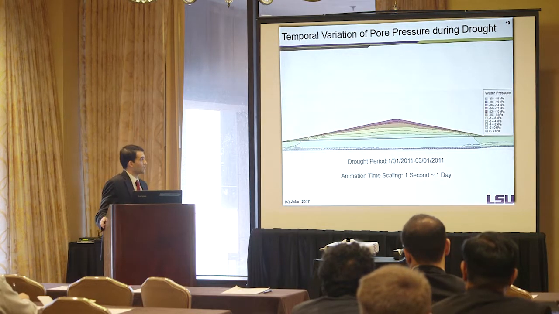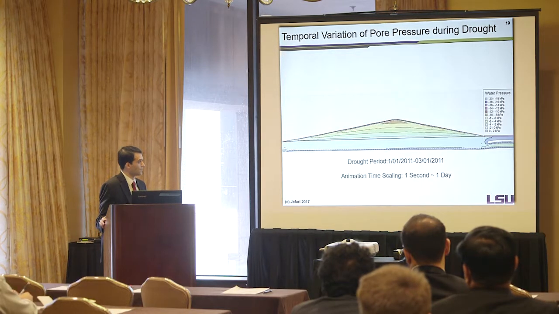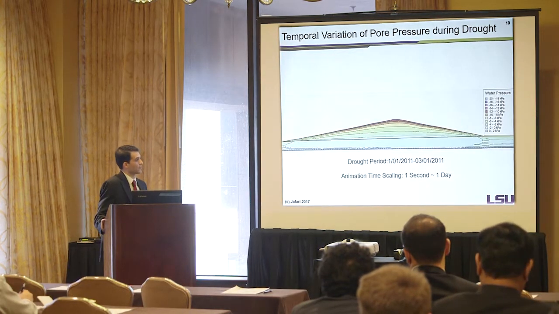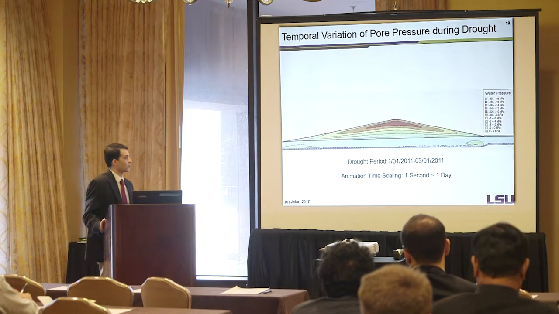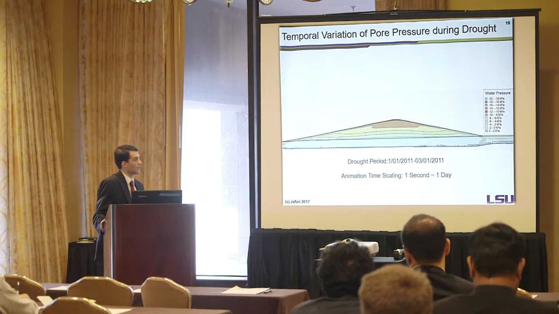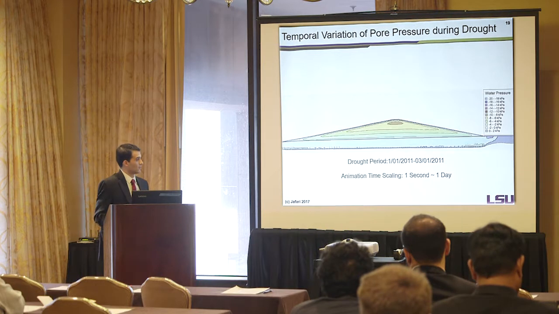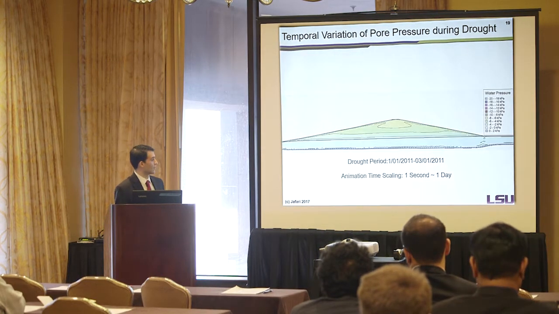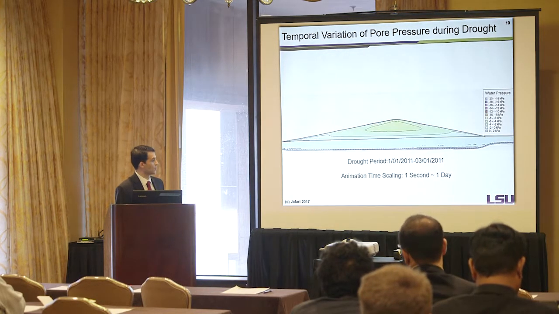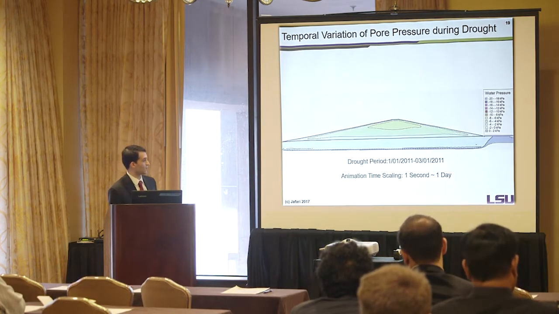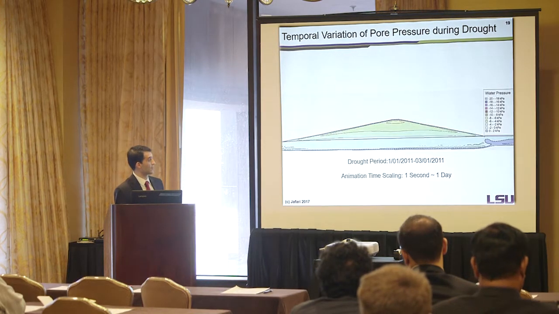So during the drought event, we see just modifications to the matrix suction profile. They're typically pretty homogeneous because we're modeling this embankment as a homogeneous material. But for the most part, we're in a range of 10 to minus 20 kPa in terms of matrix suction. And then once we come out of March 1st of 2011, Louisiana picks up the rainfall and the groundwater table will start to increase again. But for the most part, the embankment is unsaturated during this entire period.